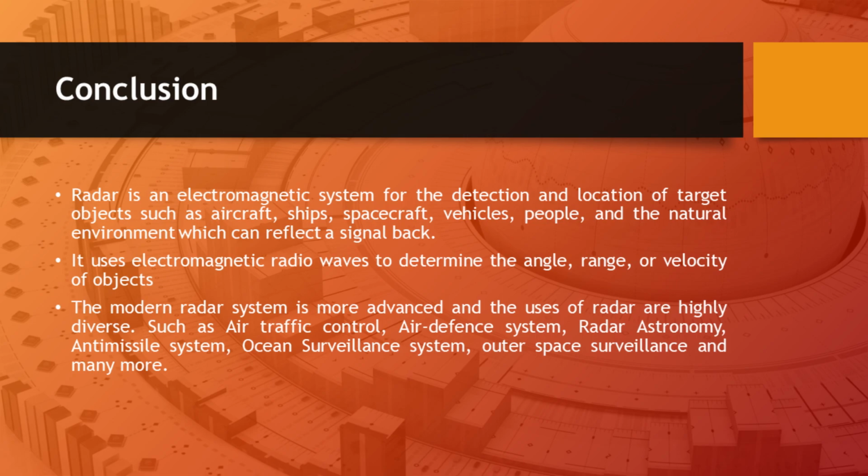Radar is an electromagnetic system for the detection and location of target objects such as aircraft, ships, spacecraft, vehicles, people, and the natural environment, which can reflect a signal back. It uses electromagnetic radio waves to determine the angle, range, or velocity of objects. The modern radar system is more advanced and the uses of radar are highly diverse, such as air traffic control, air defense systems, radar astronomy, anti-missile systems, ocean surveillance systems, outer space surveillance, and many more.